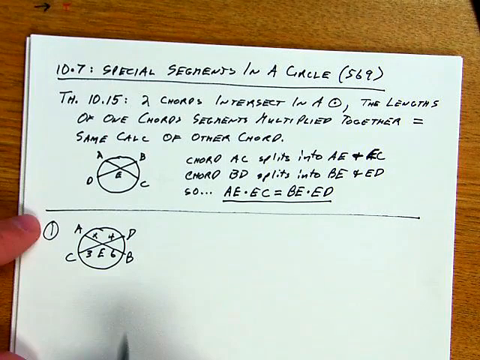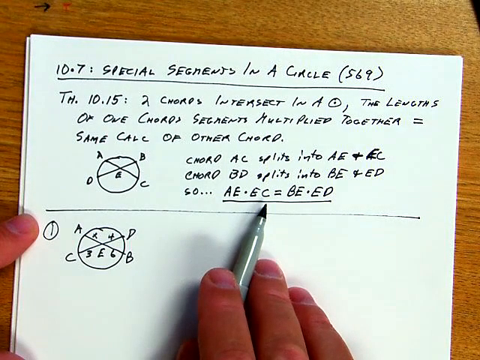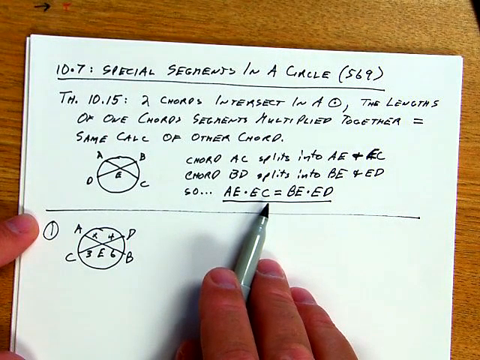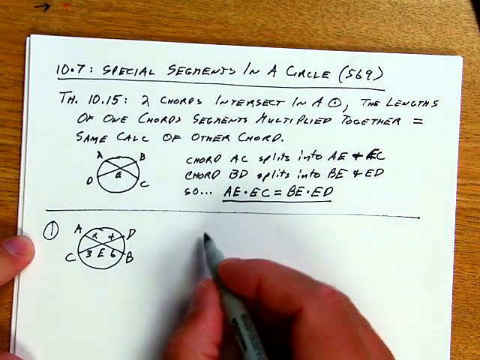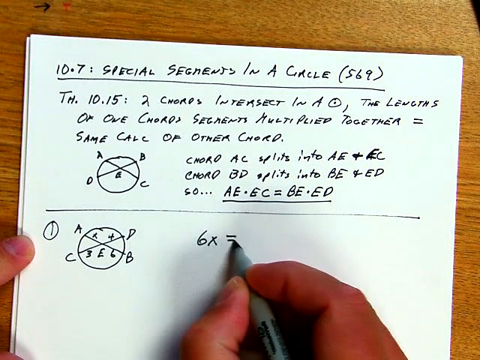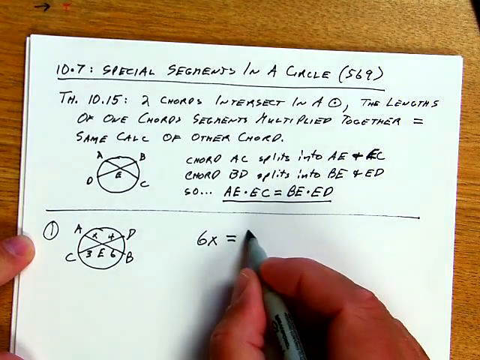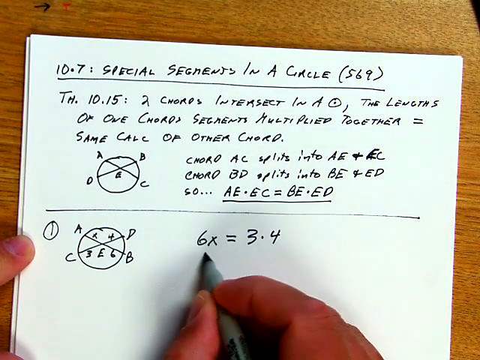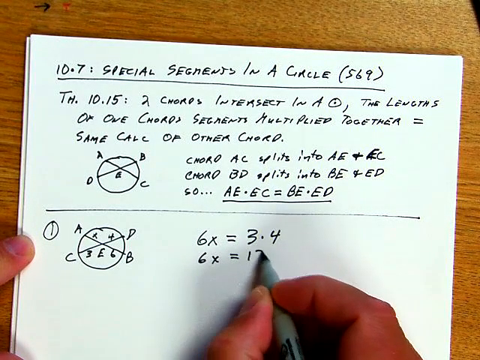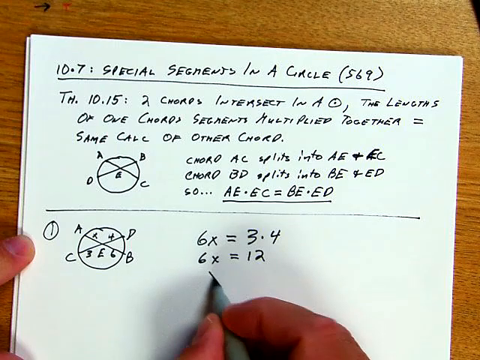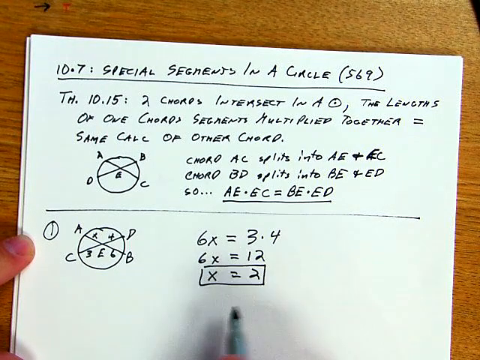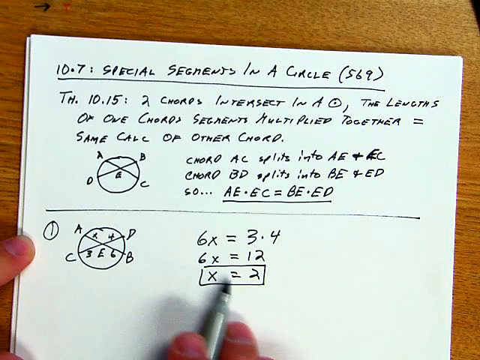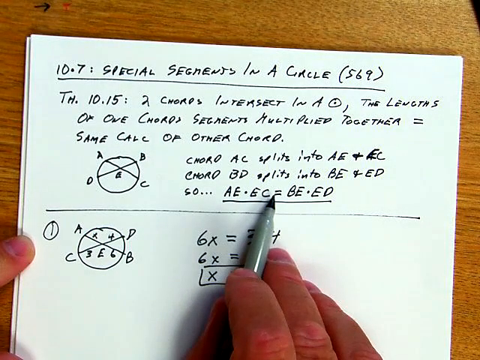So I now know the 4 segments, and I go back up to my theorem right here, and I can multiply them out. I can take x times 6, or 6x, is equal to 3 times 4, which means 6x is equal to 12. Divide both sides by 6, x is equal to 2. So I know that that value right there is equal to 2 by using this theorem.